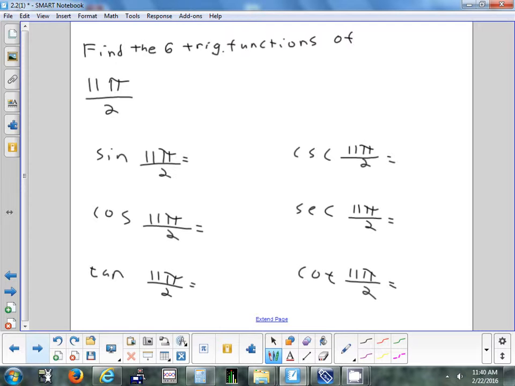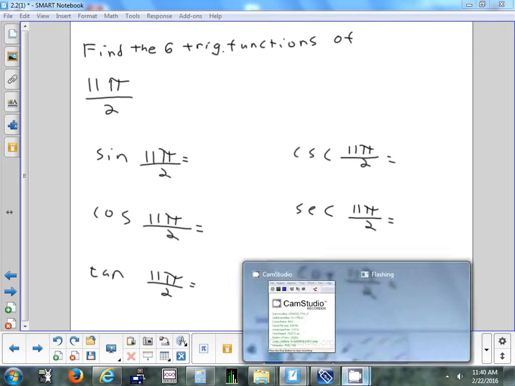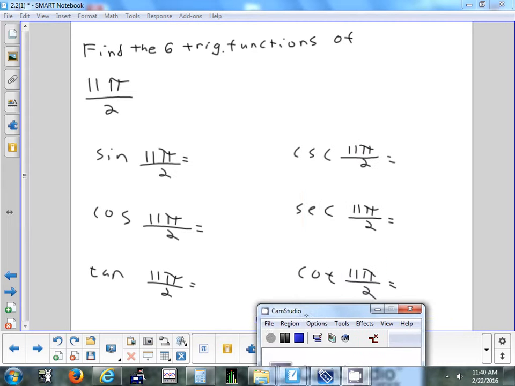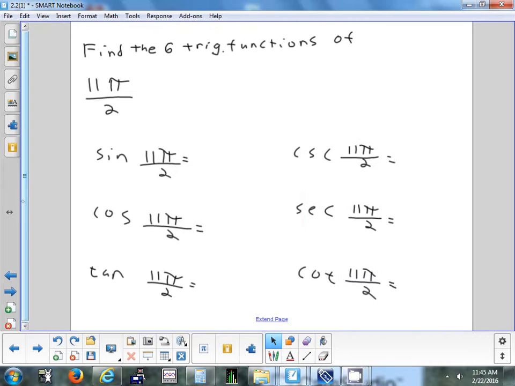All right. Why don't you try that one? Okay. So the angle is 11 pi over 2. See if you can find all 6 trig functions for that angle. All right, so my overall goal here is to figure out what is the coordinate for 11 pi over 2. Okay, a couple things we want to do to make this easier to work with. What's the first thing we should do here?